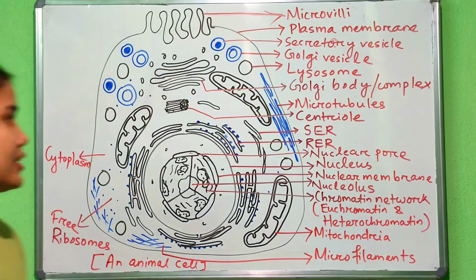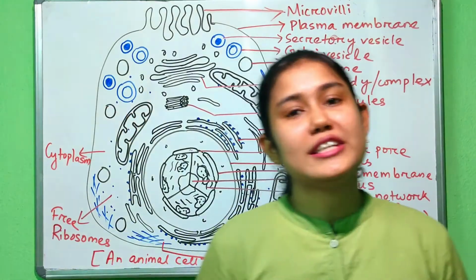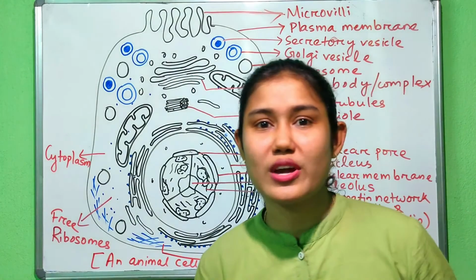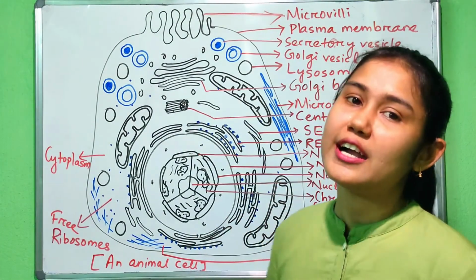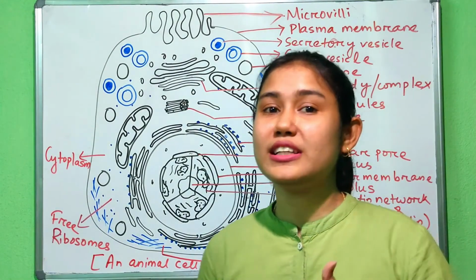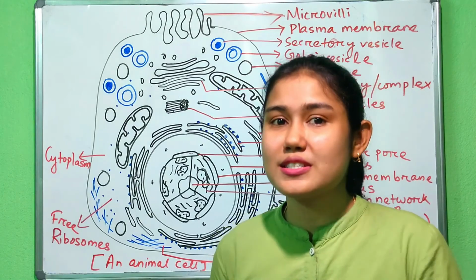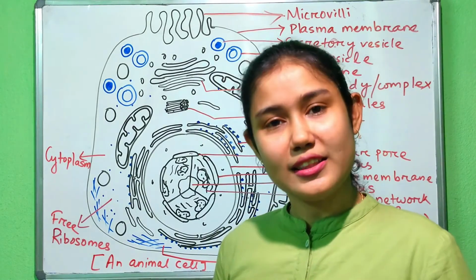Okay, understood? So this much for today's class. In this class we have discussed how to draw a typical animal cell, and remember the trick, the sentence, that is Mrs. Rath noticed Pia in the college.